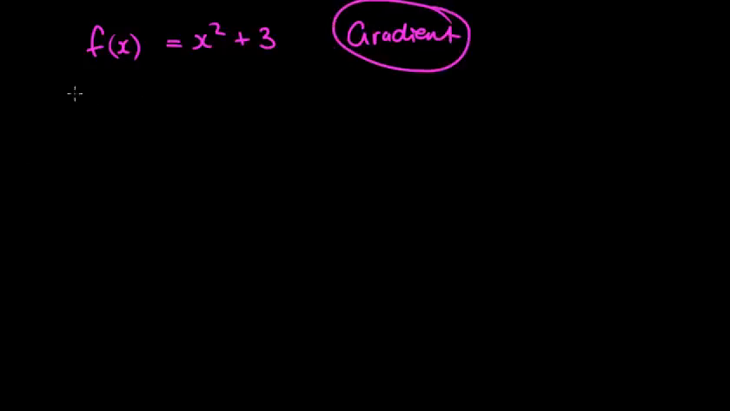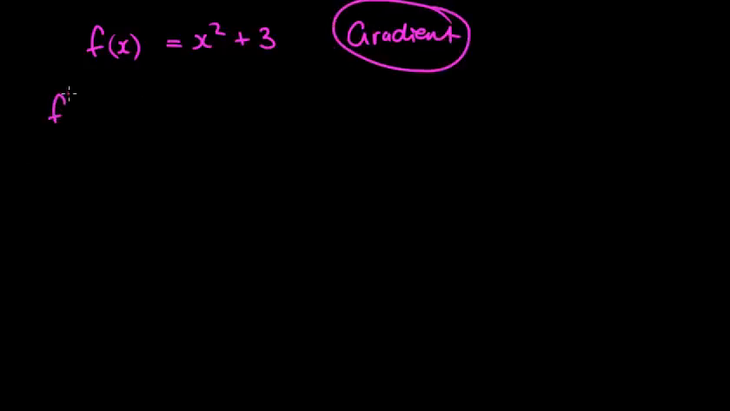Let's say we want to find the gradient of f of x equals x squared plus 3. Now remember, we can't actually just come out with a single value unless, of course, we're asked to find the gradient at a particular point. But at the moment, we're just asked to find an equation, or an expression, for the gradient. So a general rule, I guess. So let's have a look at this.